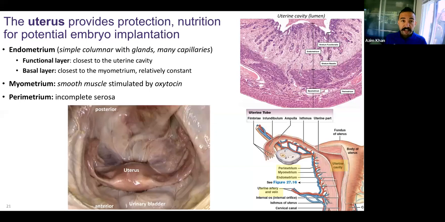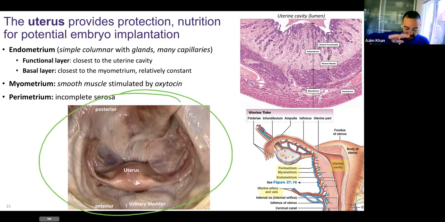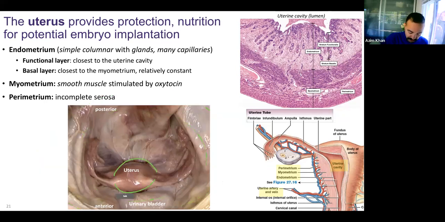Looking at the uterus and how it could support a potential pregnancy, it's important to understand the layers of the uterus that allow for embryo implantation. Once again, here's a superior view of the pelvic cavity. So this would be the pelvic cavity. You can see the uterus is centrally located.